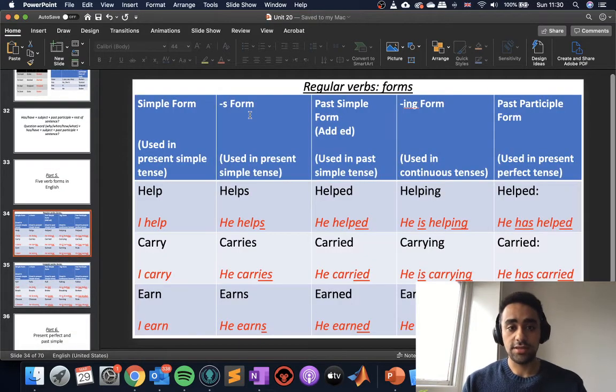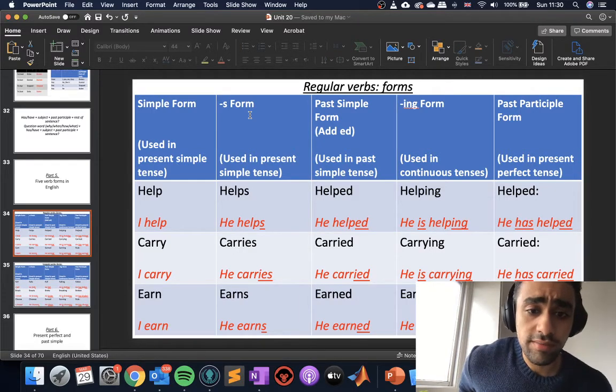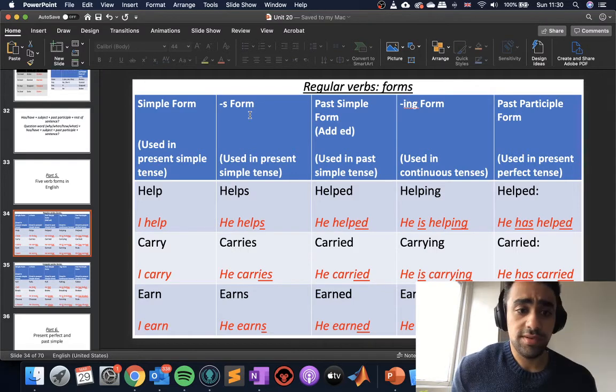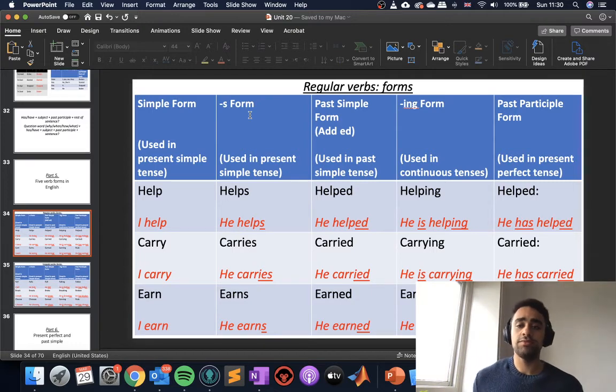In English, we have kind of five forms of the verb. We have the infinitive. We can use it as a simple form for some subjects. So I, you, they, we. Then we use the infinitive of the verb. So I help, I carry, I earn, you help, they carry, we earn.